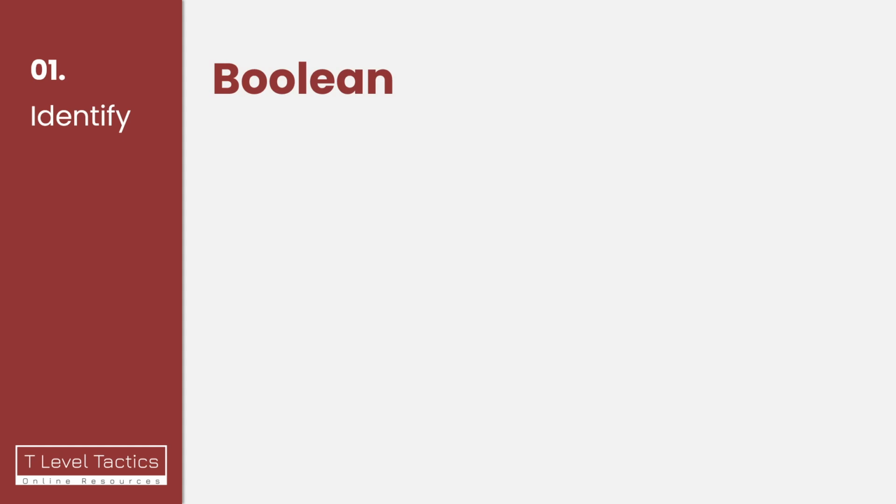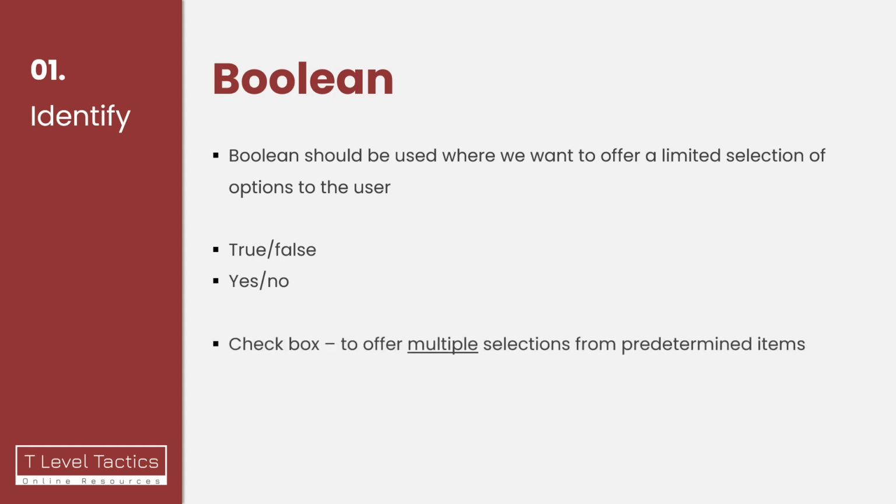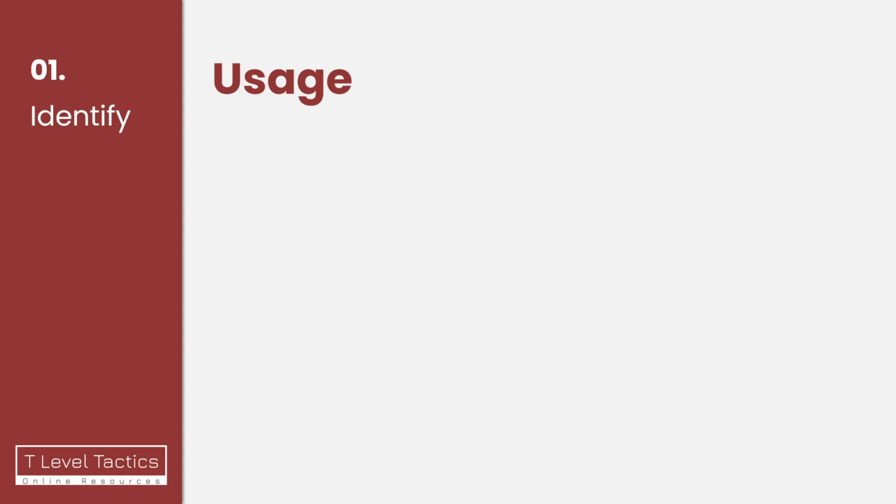We could even have Boolean. And Boolean's a nice name for something that could be one thing or another, true or false, on or off. And it should be used where we want to offer a limited selection of options to the user, where we do want them to have a true-false answer, or a yes-no answer, for instance, or a checkbox to offer multiple selections from predetermined items. Or we could even use something called a radio button, which is to make the user pick one selection from a variety of options.